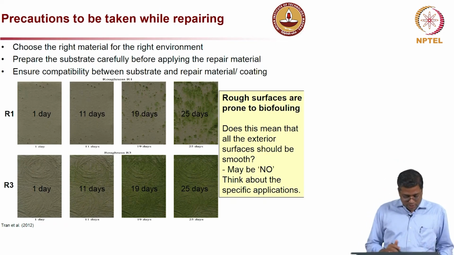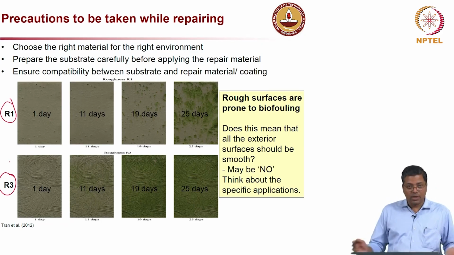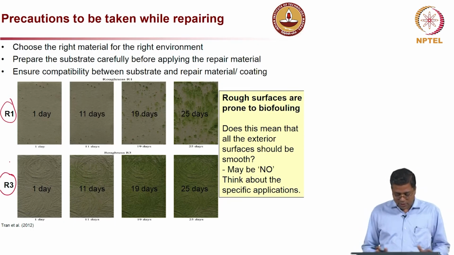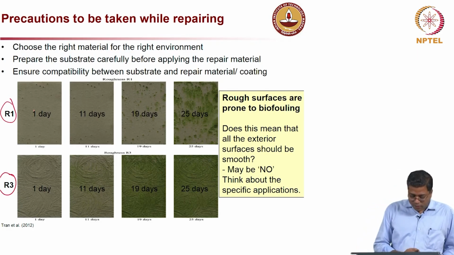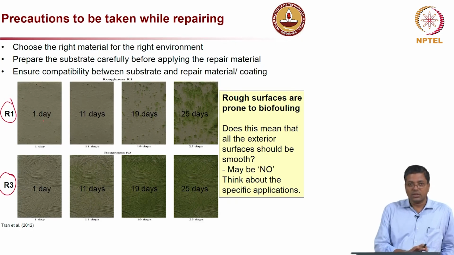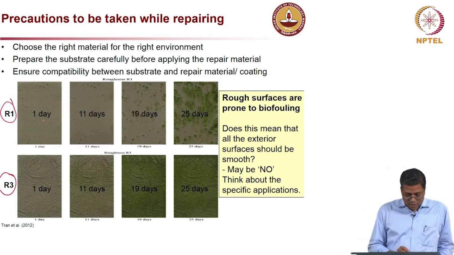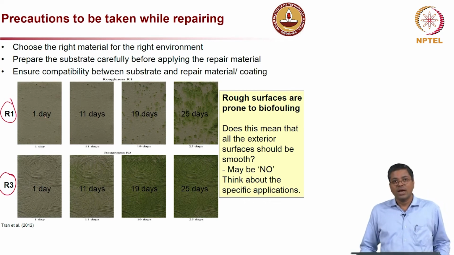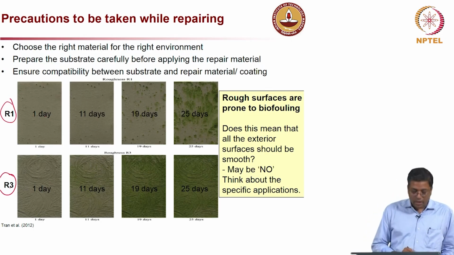So, here is a picture showing R1, the roughness 1, and R2, a third level, or more rough surface. If you look closely at these 8 photographs on screen, you can see that the first row is a surface with less roughness. The amount of green spots you see is much less as compared to that on the second row, which is R3, a more rough surface.